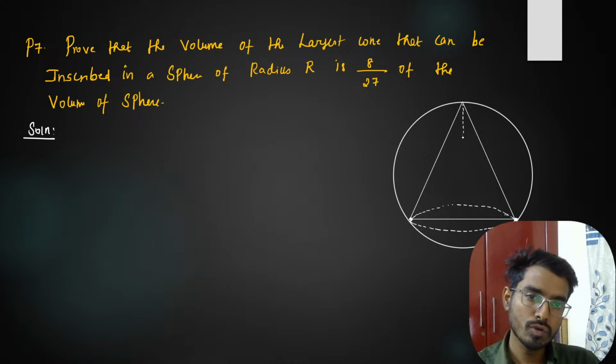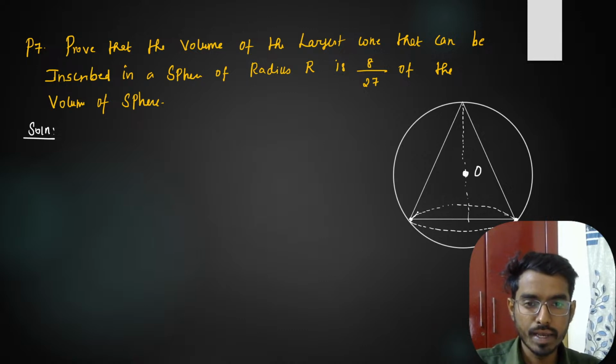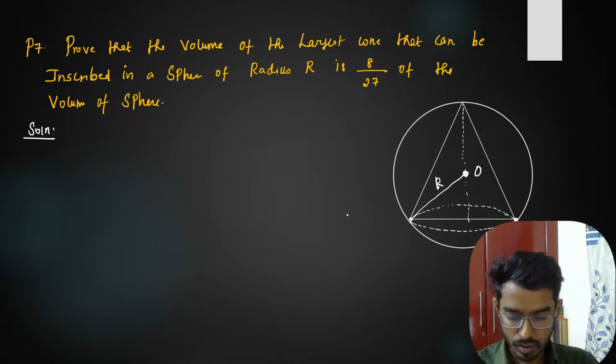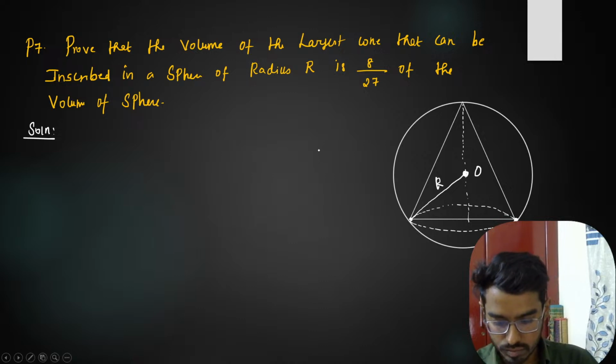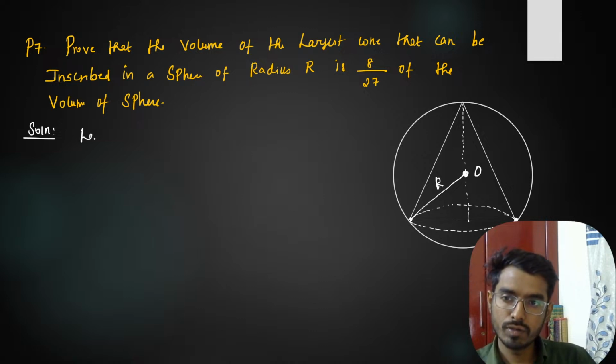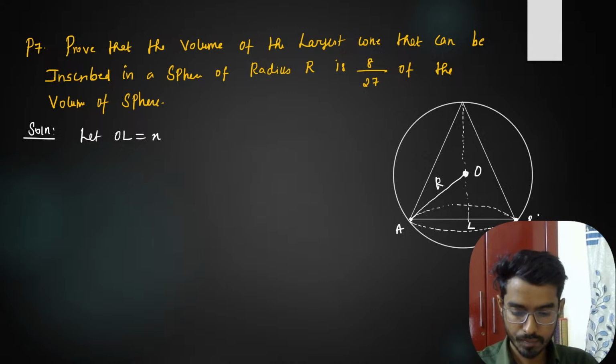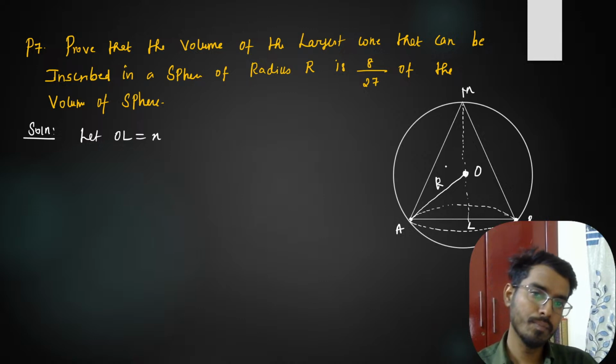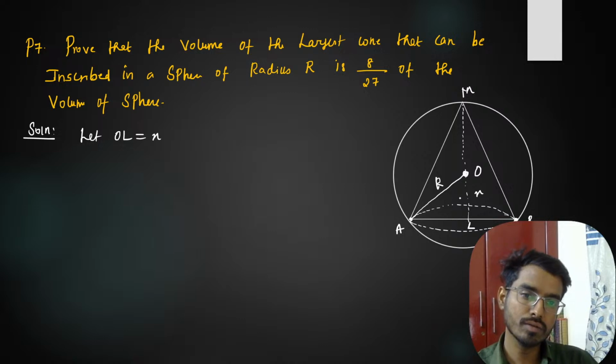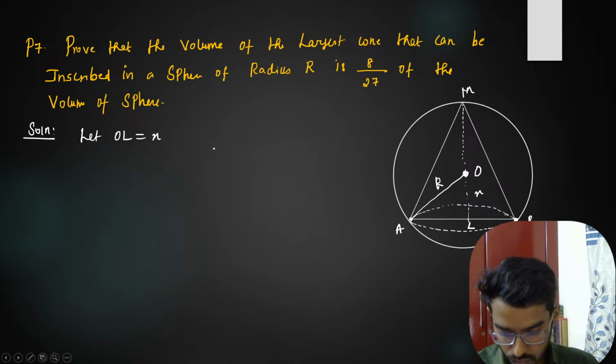So this will be the height of the cone. This will be the center of the sphere, and the sphere has radius capital R. Right? Okay, so we'll start here. So let OL is equal to x, right? Let us call this point L, and call this point A, call this point B, call this point M, right? So let OL is equal to x. Okay.